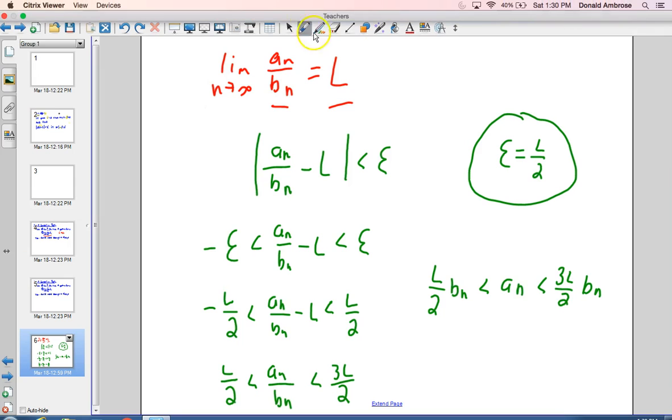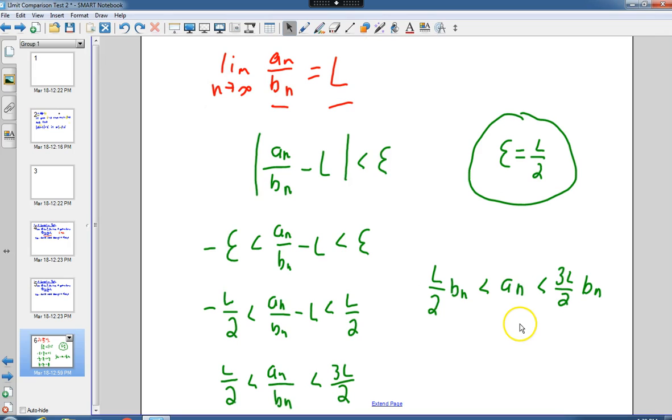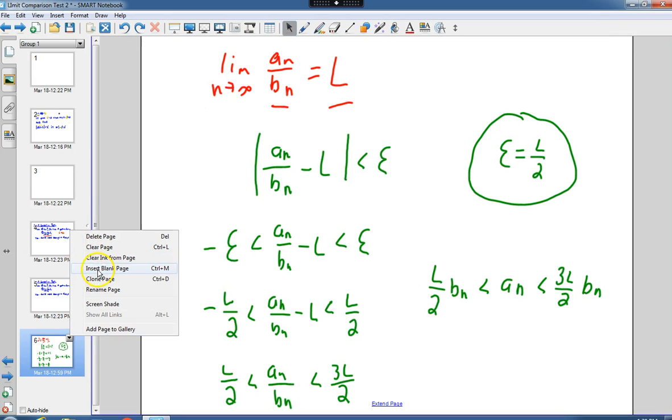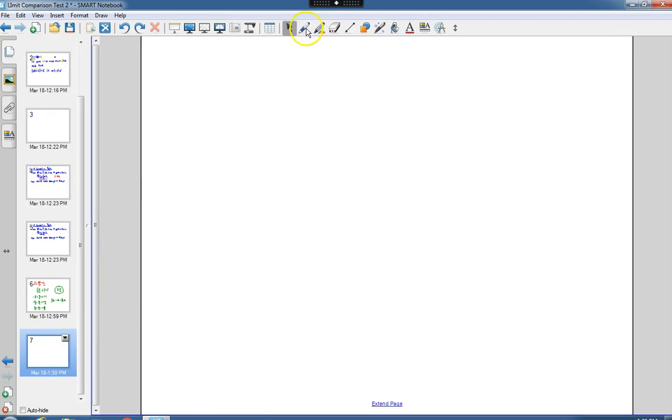And it's this particular inequality that we'll now use to help finish off this particular proof. And so if I can copy this, I'm not going to be able to copy it. All right, I'm going to go to the next page here. So we have here that L over 2 times b sub n is less than a sub n, which is less than 3L over 2 b sub n.